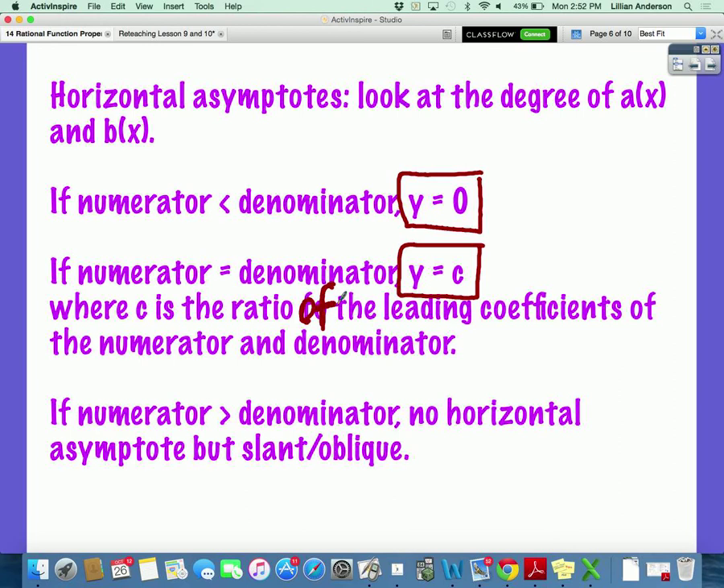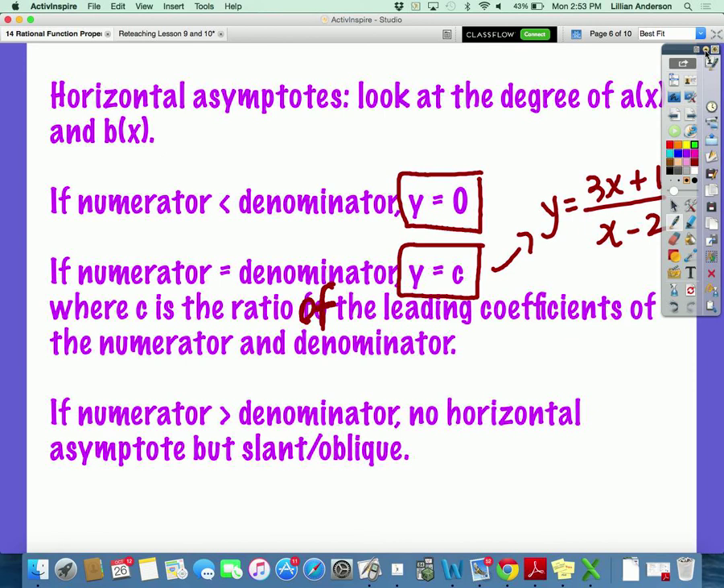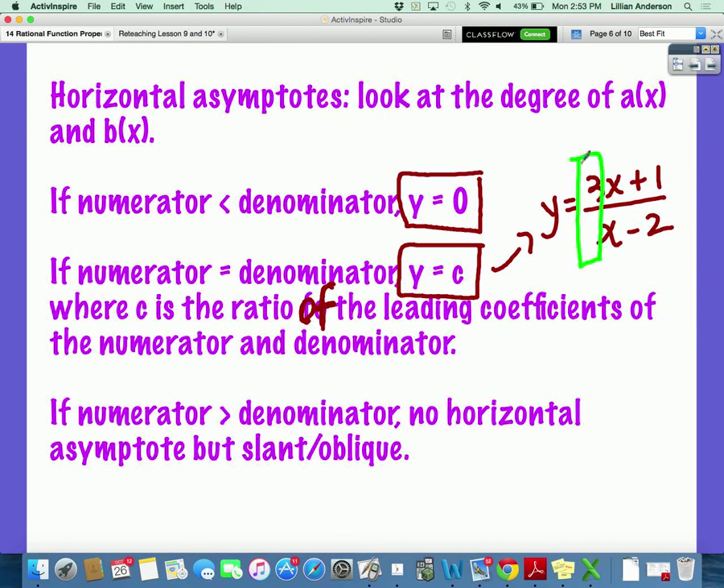What do you mean by the ratio? Ratio means the fraction between the leading coefficients. So say you had y equals 3x plus 1 over x minus 2. The degrees are the same, right? So then you will look at the leading coefficients, which are 3 over 1, which is just 3. So your horizontal asymptote would be y equals 3. So ratio, fraction between your leading coefficients.